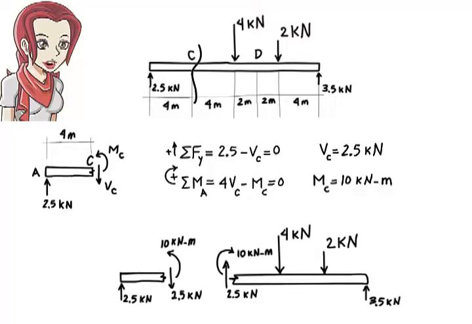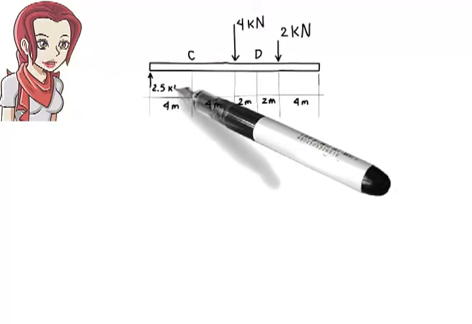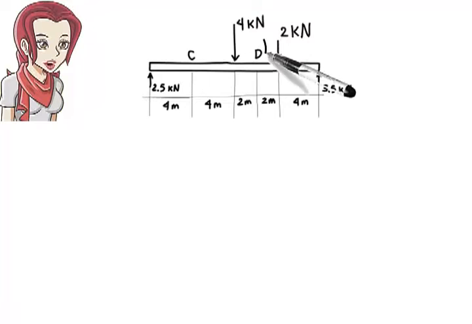To determine shear and moment at point D, let's redraw the beam. Now cut the beam at point D and draw the free body diagram for either the left or the right segment. Let's pick the right segment this time. Here is the free body diagram.